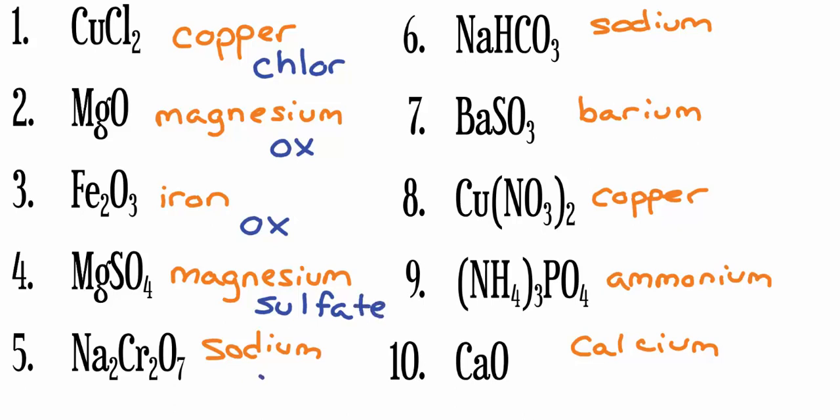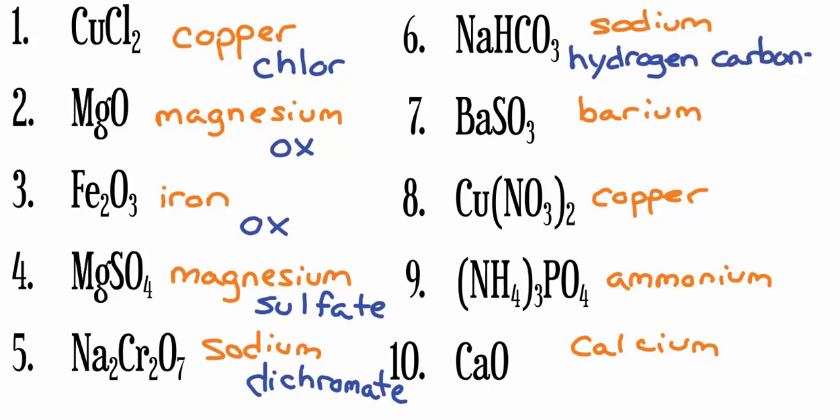I will write the full name. The next one is dichromate. It is a polyatomic ion, and so the whole name gets written. The next one is hydrogen carbonate, again a polyatomic ion. It can also be called bicarbonate.